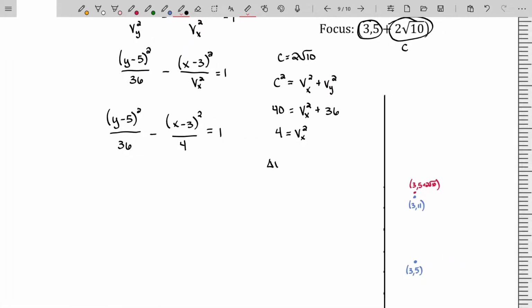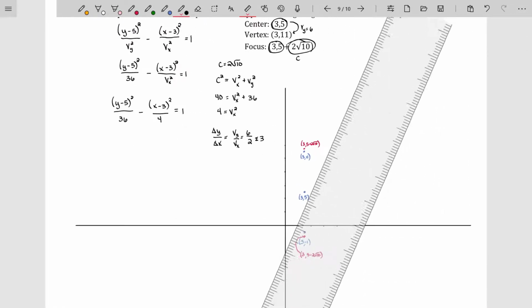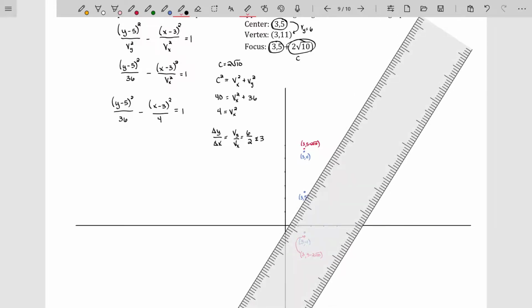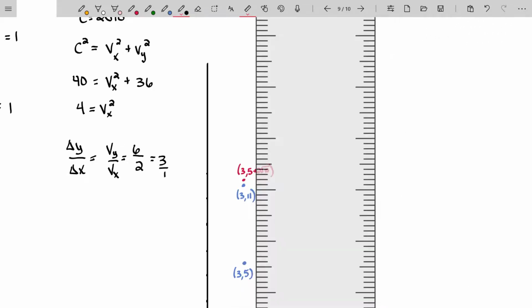So the delta y over delta x for our rise over run is actually going to be v sub y over v sub x. V sub y being 6, and v sub x being 2. So 3 is our slope, plus or minus 3 technically. So I'm going to go ahead and start at 3,5 and rise 3 and run 1. Again, that's 3 over 1. So rise 3 and run 1.